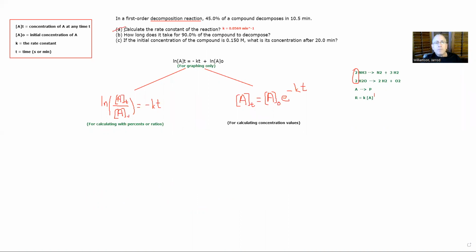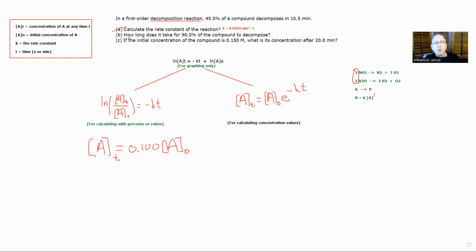So we did part A. Part B, how long does it take for 90% of the compound to decompose? That means when 90% of it decomposes, the amount of A_t is equal to 0.1, 0, and 90.0. I should have done 0.550 in the previous problem. I didn't. It was my mistake. But anyway, this will be 0.110 of the original amount.